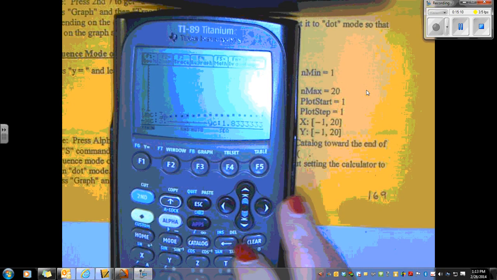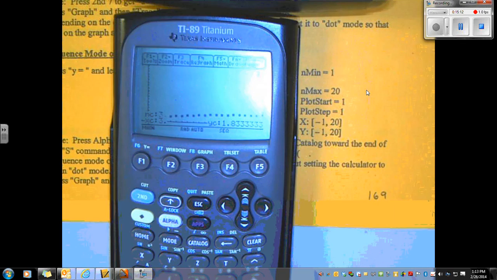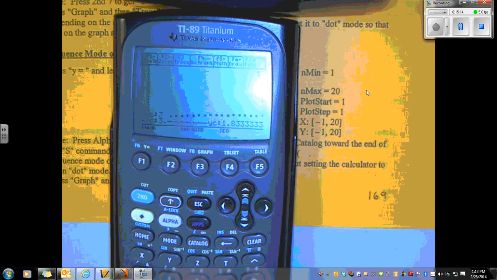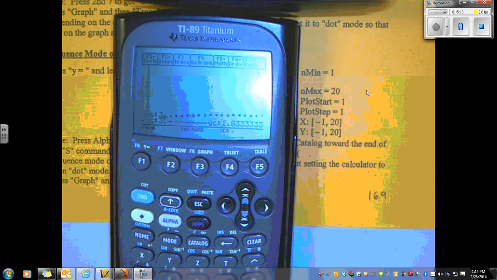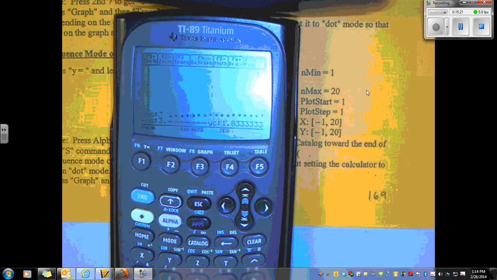If I go to the third term, it's added 1/3 to 1.5. So if you add 0.33333 to 1.5, what do you get? 1.833. That's what you're seeing on your calculators. You're seeing your partial sum.